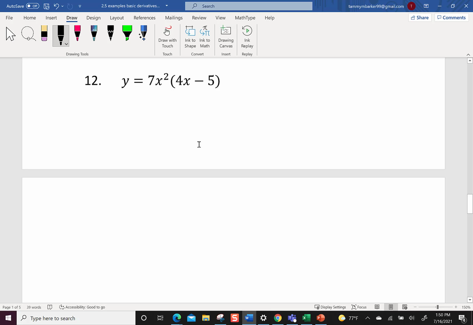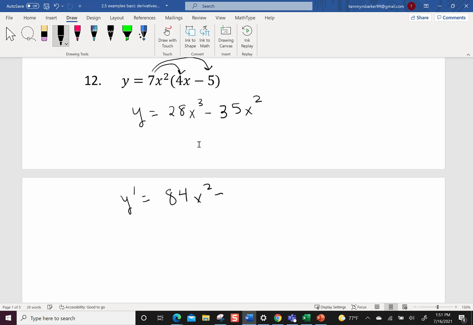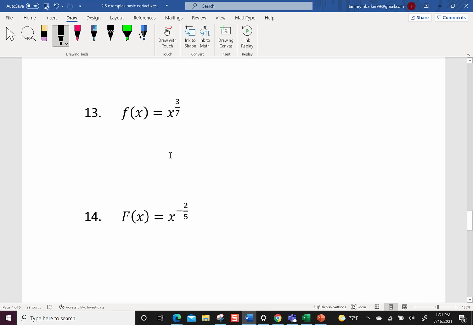12, I have y equals 7x squared times quantity 4x minus 5. This 7x squared needs to be distributed to the 4x and the 5 before I can take the derivative. So I'm going to multiply by 4x and multiply by negative 5. I'm going to have y equals 4 times 7 is 28. X squared times x is x cubed. Negative 5 times 7 is negative 35, and that's x squared. Now we can do the derivative, y prime. I have 28 times 3, which is 84, x squared, minus negative 35 times 2 is negative 70x.